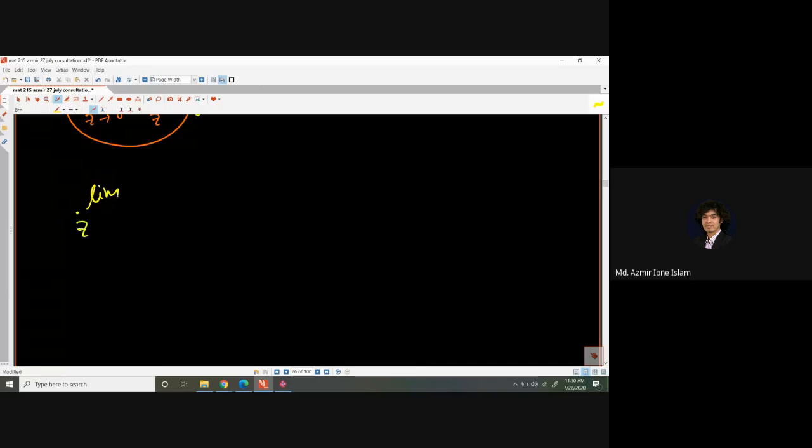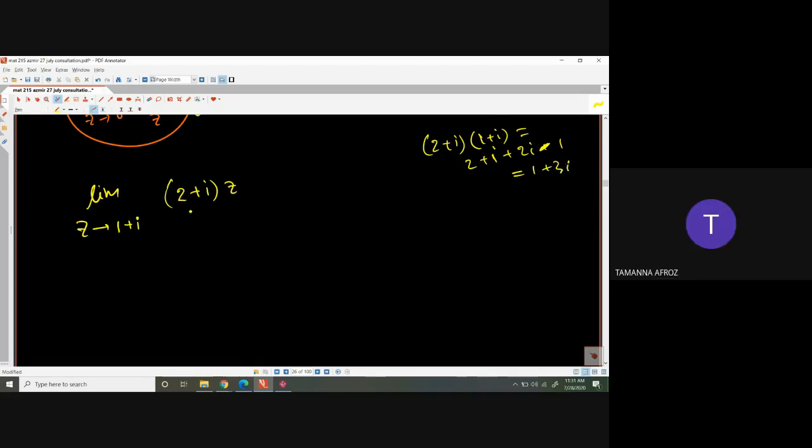Limit as z approaches 1 plus I of 2 plus I z. That means, can anyone please multiply this by 1 plus I? What will be the result? It is most probably 2 plus I, 2I plus I squared, which is negative 1. We are getting 2 minus 1, which is 1, plus 3I. So 1 plus 3I.